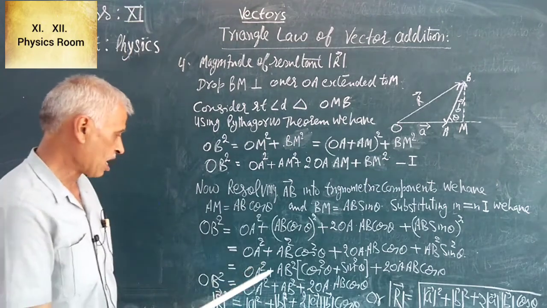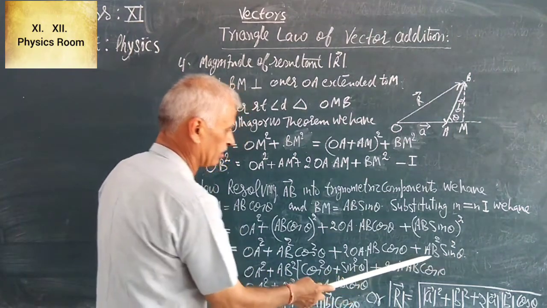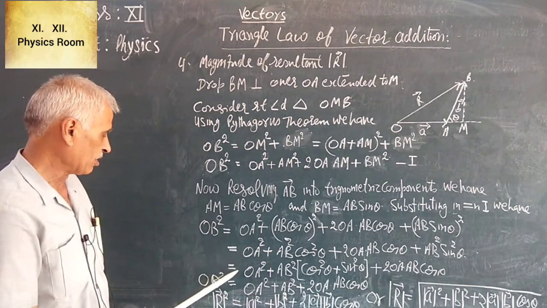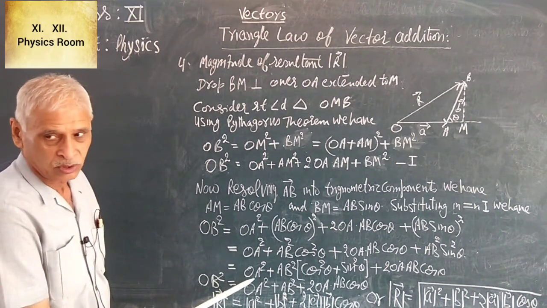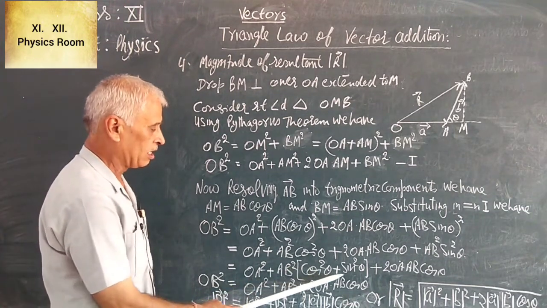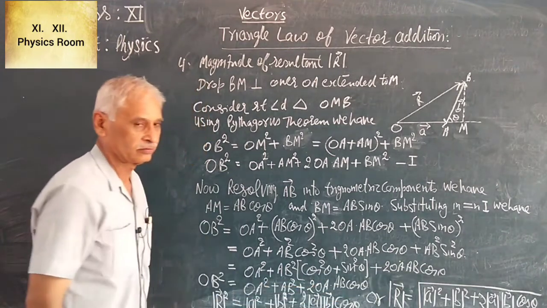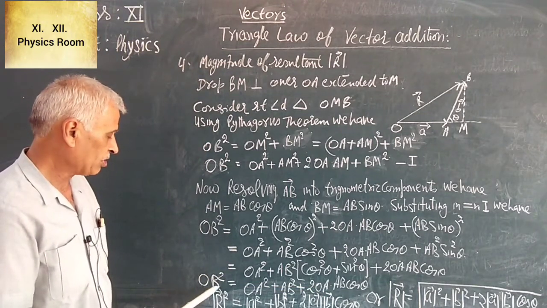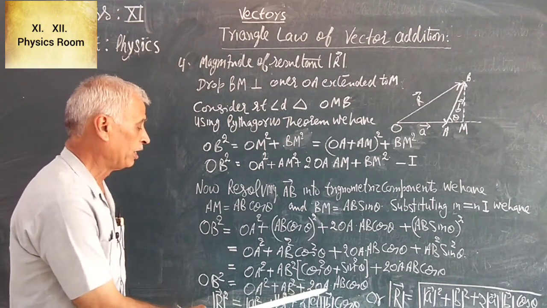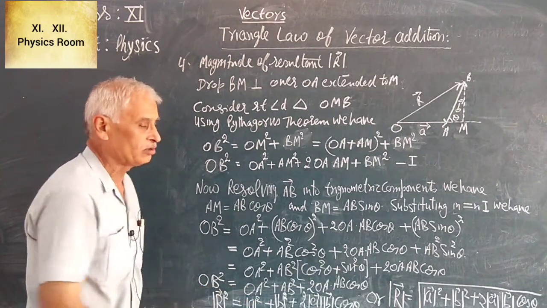Now we take out common AB square from these two terms, AB square cos square theta and AB square sin square theta. We take out AB square as common. Or we can write this equation as OB square is equal to OA square plus AB square within bracket cos square theta plus sin square theta plus 2 OA AB cos theta, or OB square is equal to OA square plus AB square plus 2 OA AB cos theta, because cos square theta plus sin square theta is equal to 1.